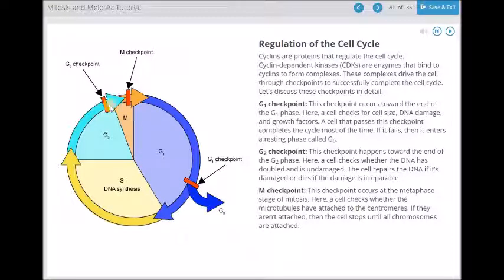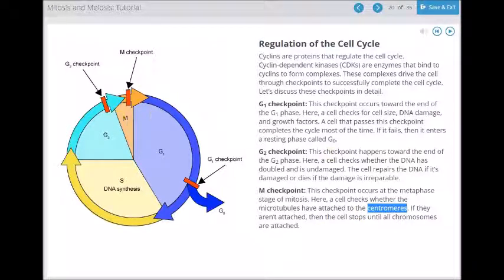Okay? Don't forget the G2 checkpoint right before mitosis, and there's an M checkpoint in metaphase, right? Metaphase is when they're all lining up. That's the second phase. And remember how I told you that those fibers had to be connected? Well, there's a checkpoint there to make sure that those microtubules, or spindle fibers, roughly the same thing, are connected right. If they're not connected right, then it stops until they fix it.